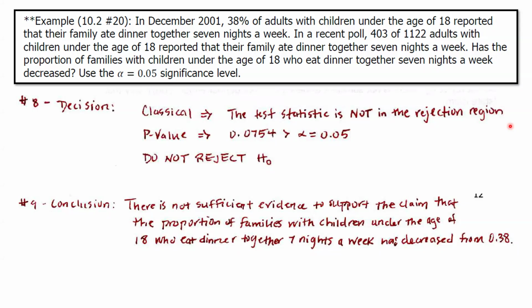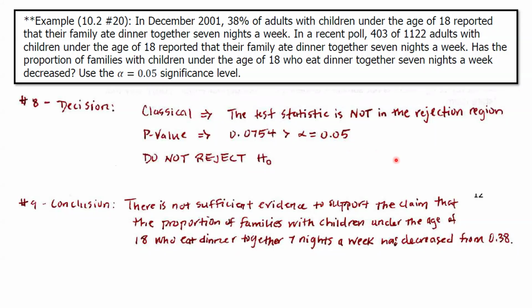Okay. So in this example, we were testing, did the percentage of families eating together decrease from 38%? And we found that in our sample, 403 of the 1,122, which is approximately 36%, eat together 7 nights a week. That's a bit lower than the 38%, but is it significantly lower? And our verdict is no, because the p-value is greater than 0.05. So we don't have enough evidence to say it decreased.